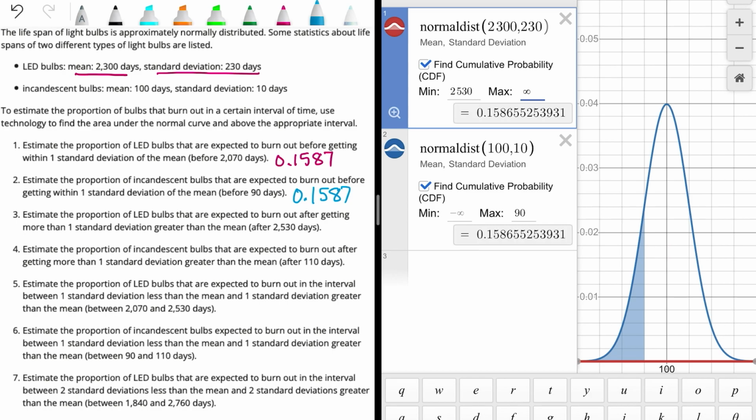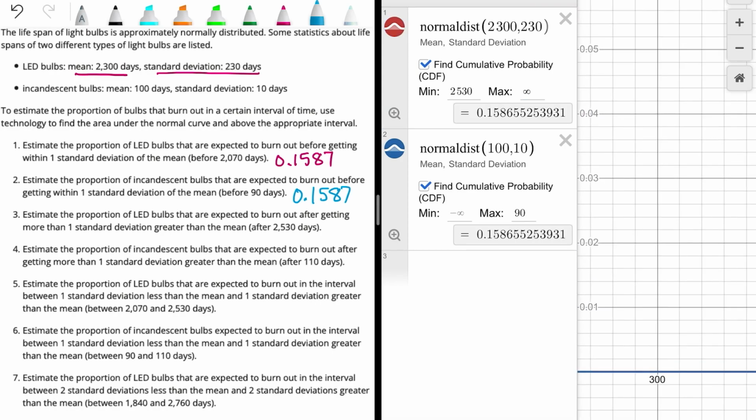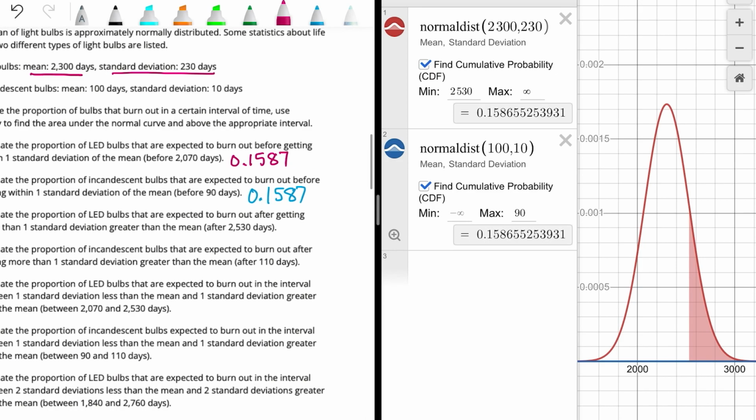All right, and then we're going to look at that. If you tap on the magnifying glass, it takes you right to it. So that's nice. So now we can visually see our lower limit is 2,530, and our upper limit is infinity. And again, we still get 0.1587 because we're within 1 standard deviation, but now we're looking at above that mean.